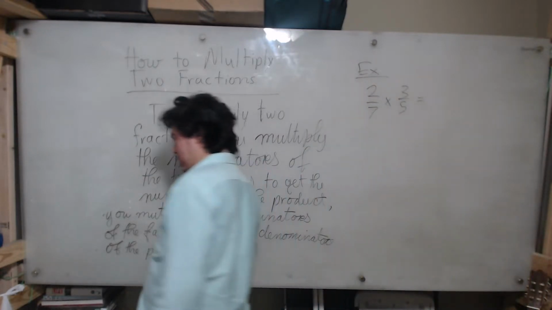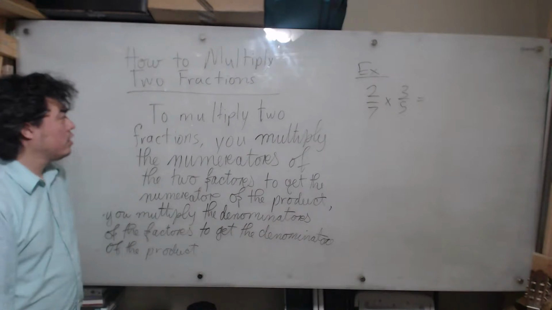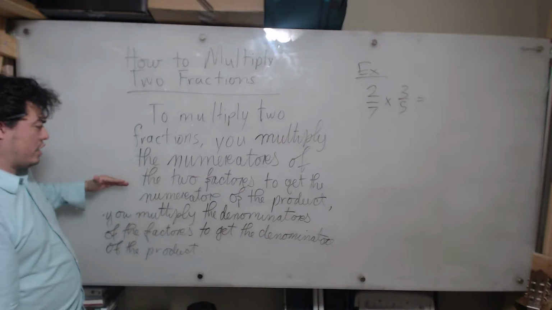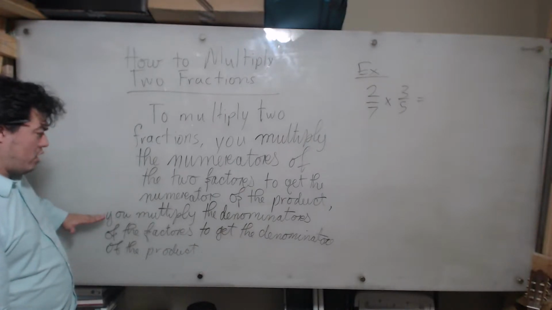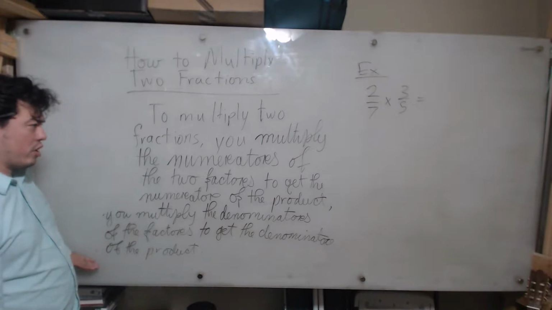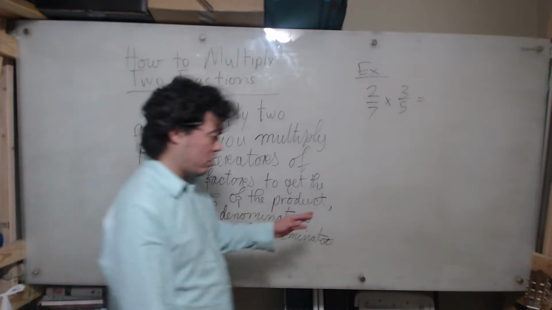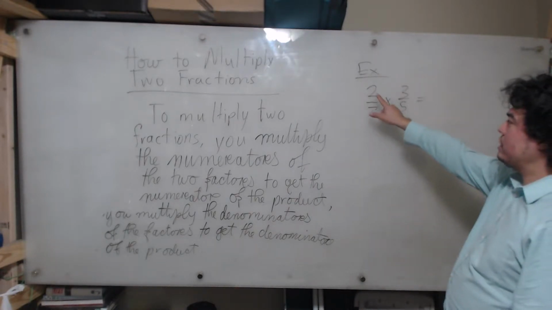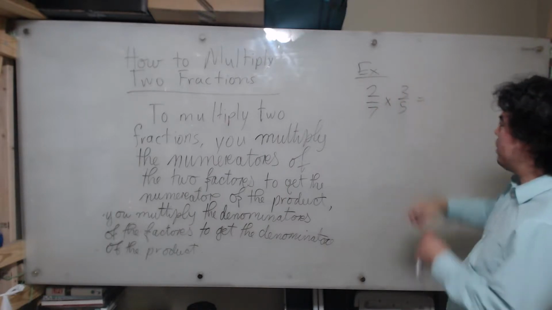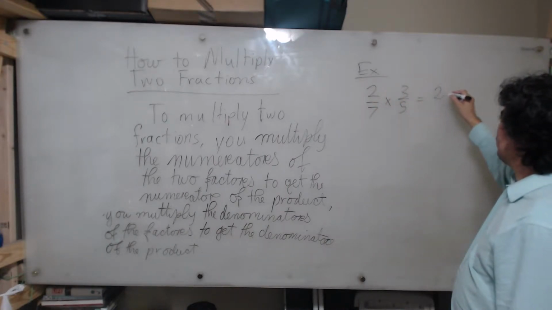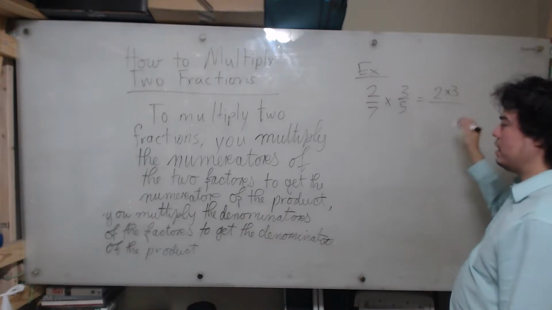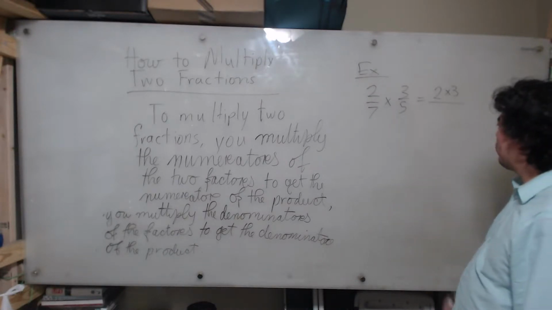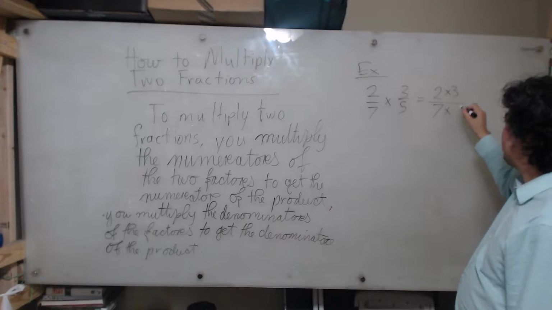So first, let me read it to you out loud, because that'll help you to learn it as well. To multiply two fractions, you multiply the numerators of the two factors to get the numerator of the product, and you multiply the denominators of the factors to get the denominator of the product. Okay. So here I have the two factors, 2 over 7 and 3 over 5. And what the procedure says is that I'm going to multiply the numerators of the two factors to get the numerator of the product. So the numerator of the product will be 2 times 3. And then it says that I multiply the denominators of the factors to get the denominator of the product. So the denominator of my product will be 7 times 5.